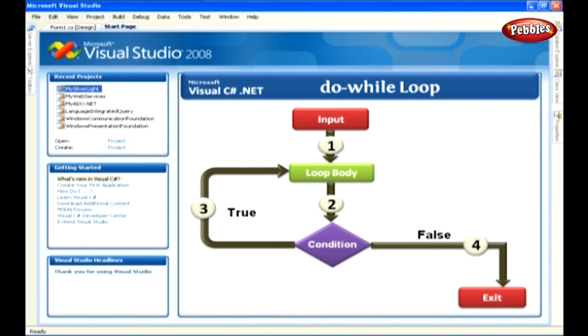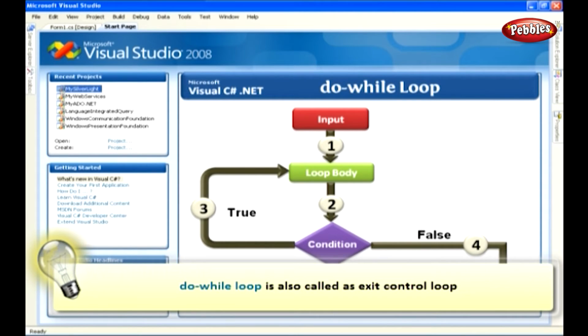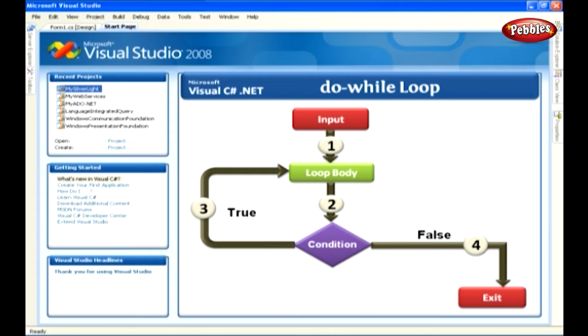Let's discuss this with a flow diagram. The do-while loop is also called an exit control loop. Here in this diagram, it is clear that the statement inside the loop gets executed at once, and then it will check the condition. If the condition is true, the program continues to evaluate the body of the loop again. This process continues as long as the condition is true.